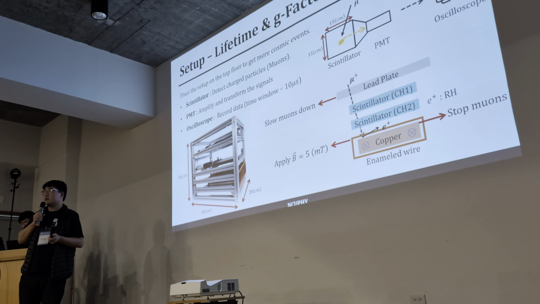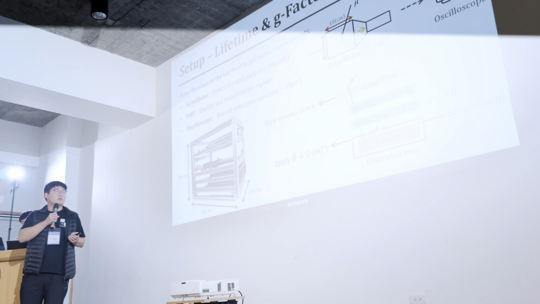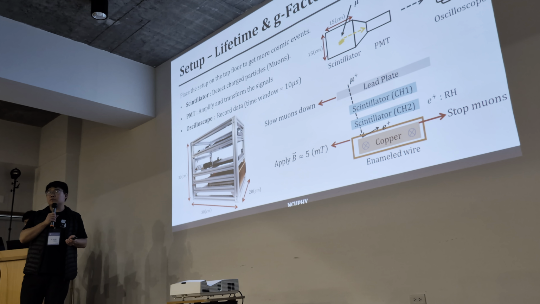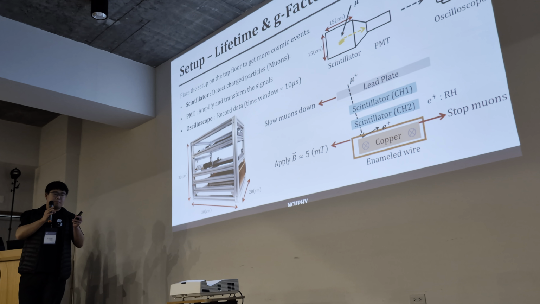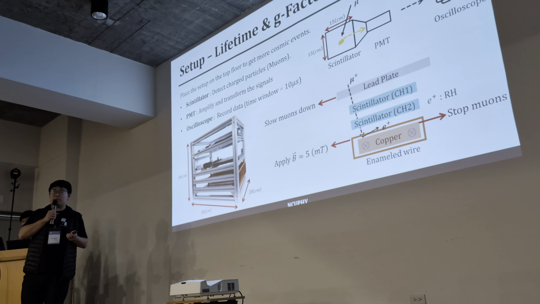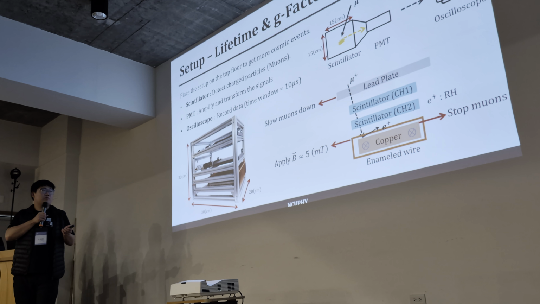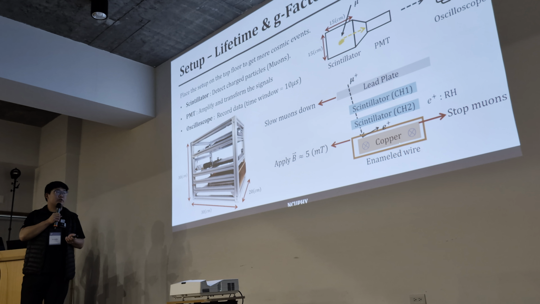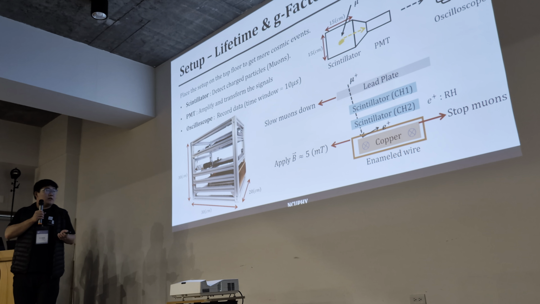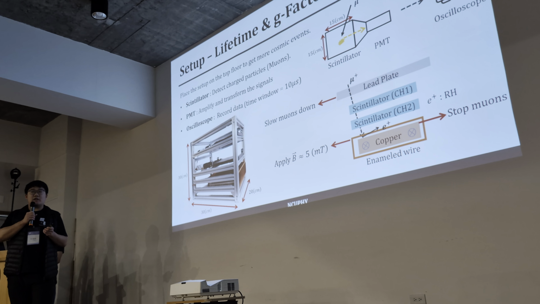The left-hand side picture is our setup. There are two scintillator modules. The top one is called channel 1. The other one is called channel 2. When the positive muon passes through all of them, it will be stopped by the copper block and decay to a positron. The positron will hit channel 2. And the time interval is the muon lifetime we want to measure.